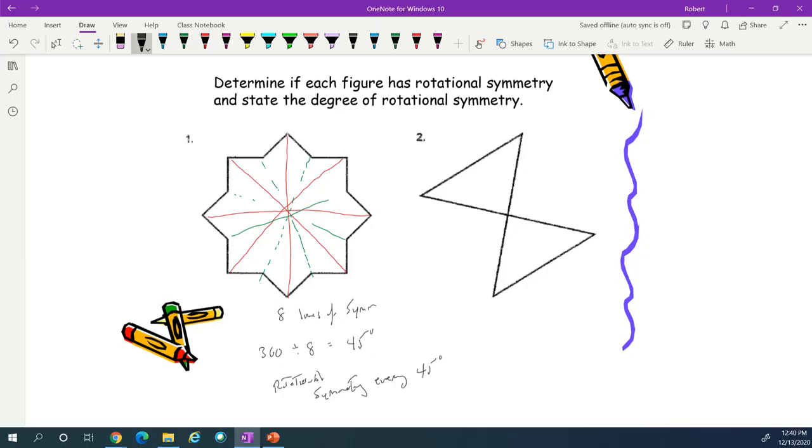If we look at our last figure here, we certainly have a line of symmetry there. And we have a second line of symmetry. So as we said, 360 divided by 2. And we have rotational symmetry every 180 degrees. Meaning I can rotate it 180 degrees and it would look identical to its original.